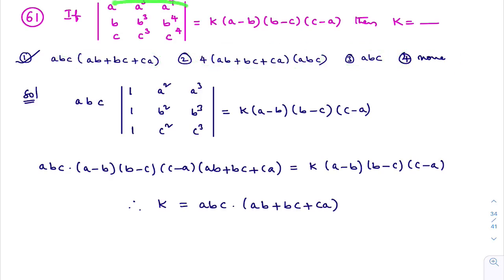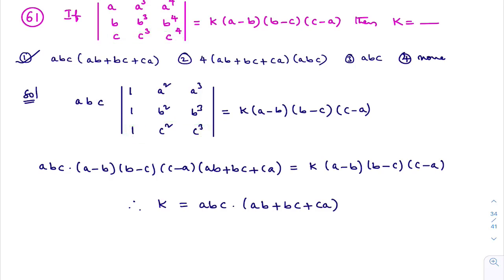You observe this given determinant. In the first row, we can take a common. If you take a common from the first row, 1, a square, a cube are remaining. Now, you take b common from the second row, and we will get 1, b square, b cube. Similarly, you take c common from the third row, you will get 1, c square, c cube.